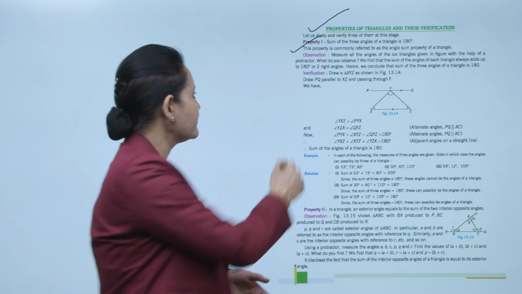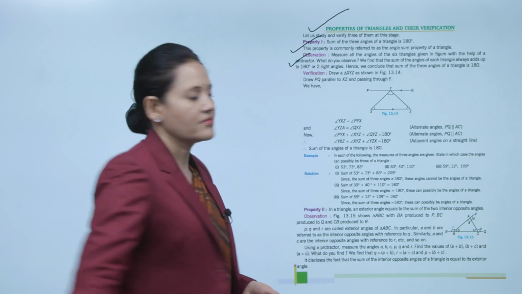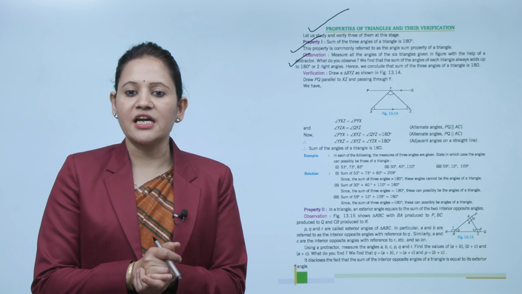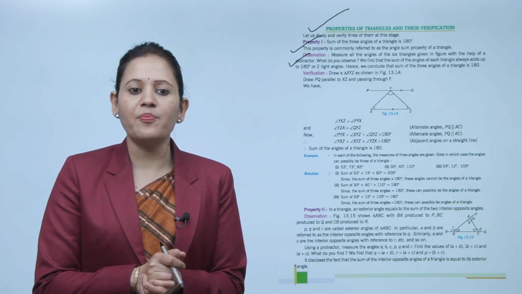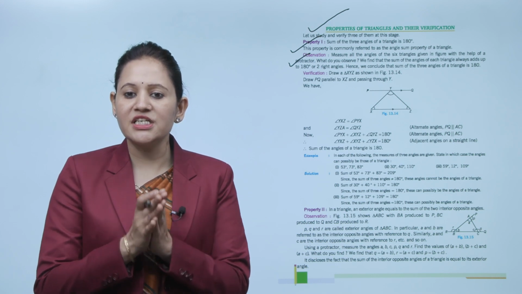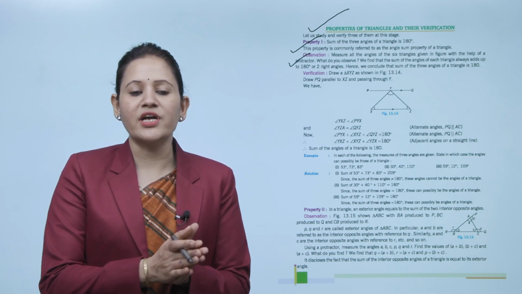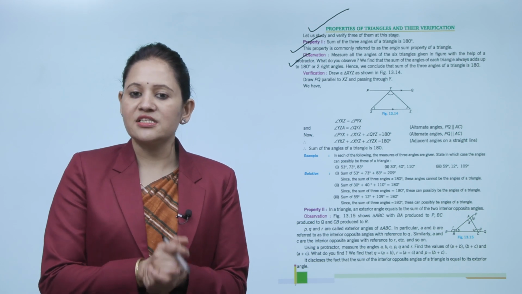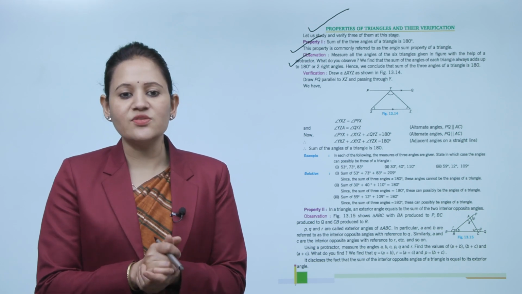Observations. Measure all the angles of the six triangles given in the figure with the help of a protractor. What do you observe? We find that the sum of the angles of each triangle always adds up to 180 degrees, or 2 right angles. Hence, we conclude that the sum of the three angles of a triangle is 180 degrees.